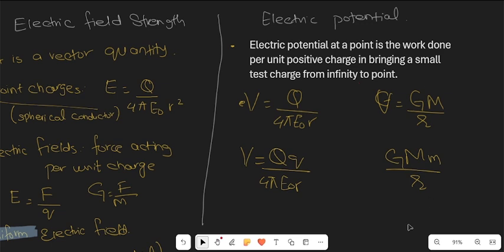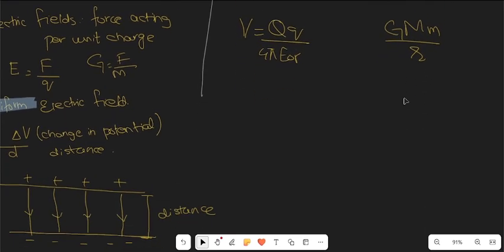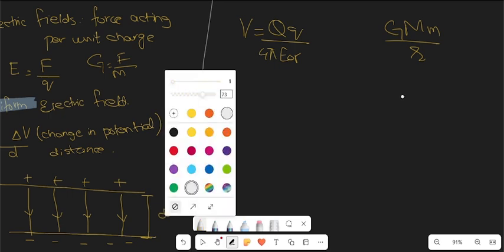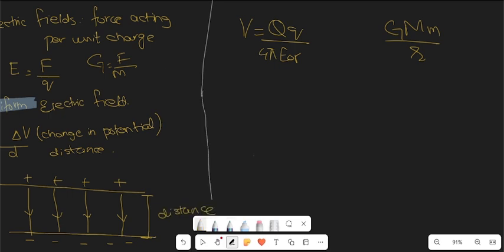Now there is something I would like to do. For the gravitational, we had a negative sign here. You do not need to put any sign here, because it is both repulsive and attractive in nature.